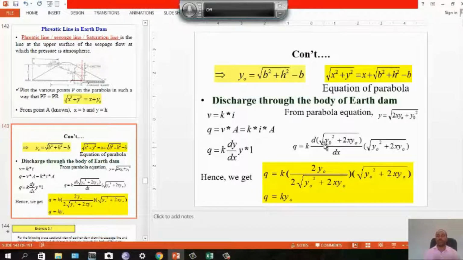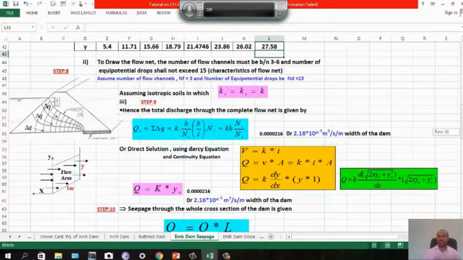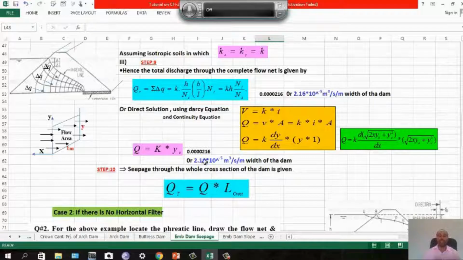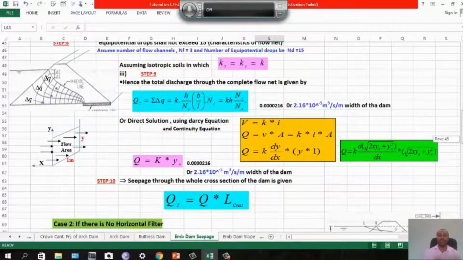Once you have the derivative with respect to x, you can see 2y naught, x is 1, y naught squared. Then this cancels, leaving k y naught. So k y naught is the direct solution for seepage discharge through the body of the dam per meter width of the dam. So k times y naught gives the same result, 2.16 times 10 to the power of negative 5 cubic meters per second per meter width of the dam. This is just the seepage discharge through 1 meter width of the dam.